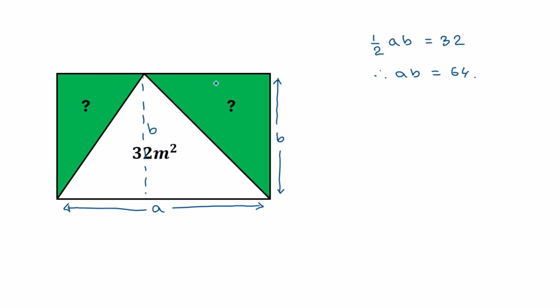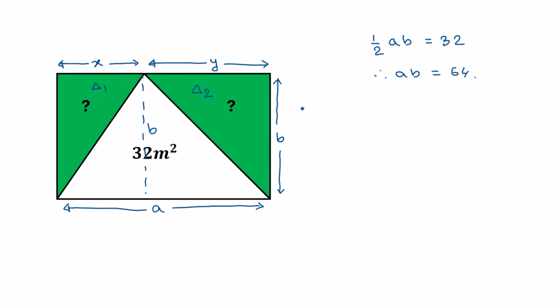Now consider this length as X and this length as Y. And the area of this triangle is delta 1 and the area of this triangle is delta 2.